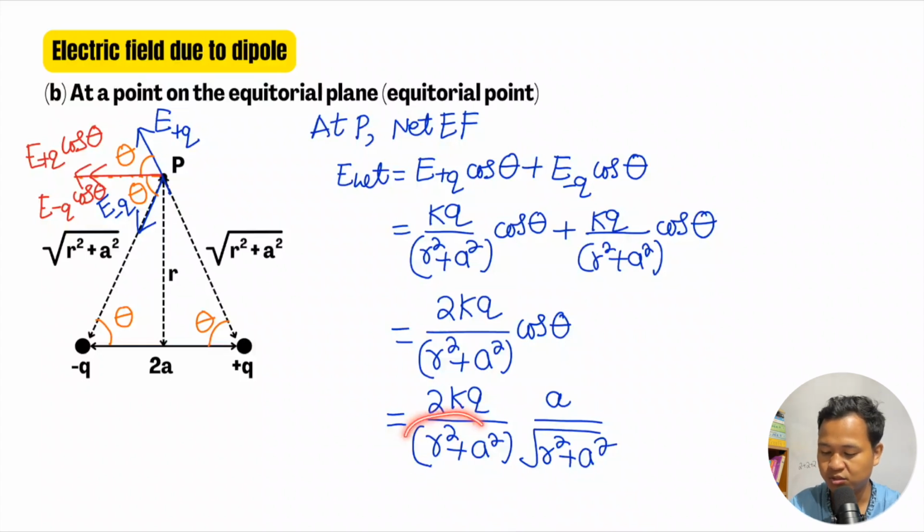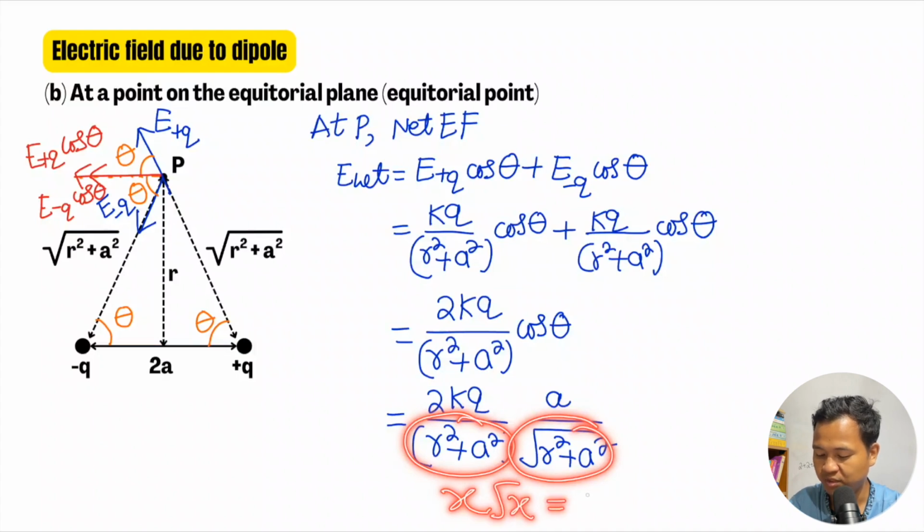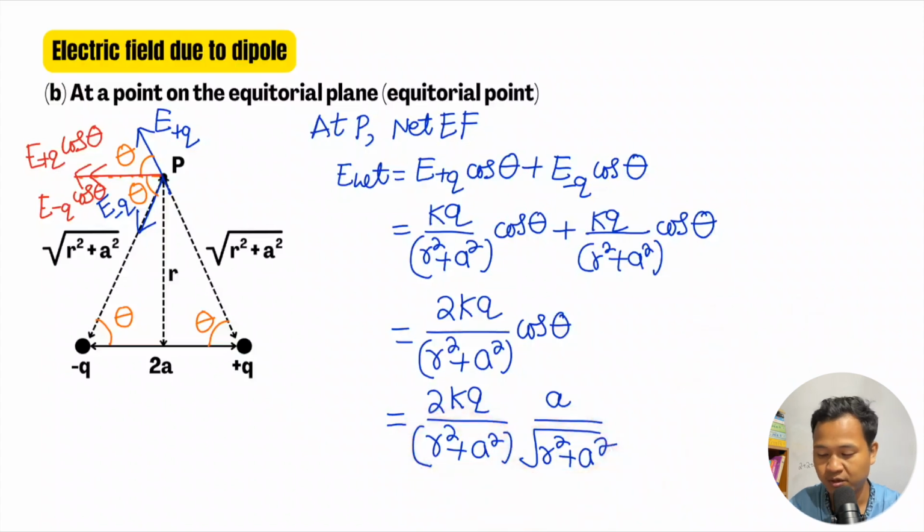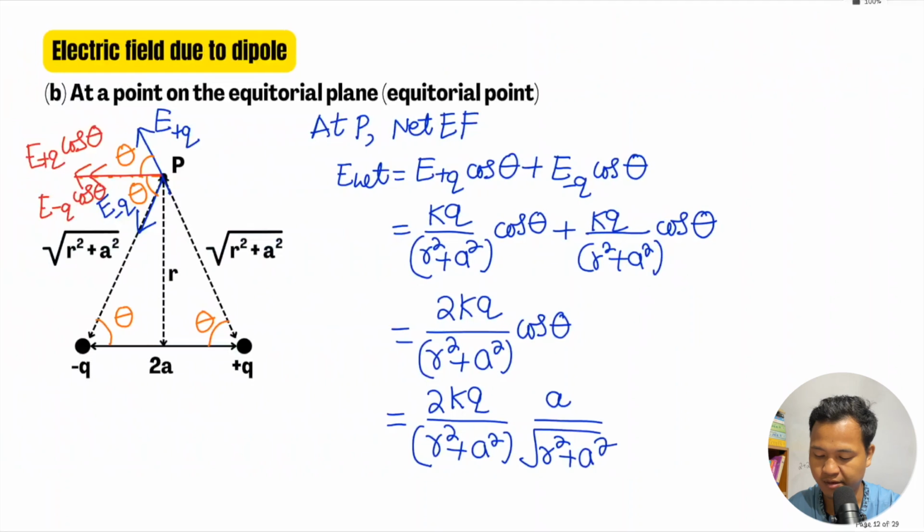Suppose this whole thing is x, then we have x into root x, that is x into x power 1 by 2, so x power 1 into x power 1 by 2. If you solve this, same base, 1 plus 1 by 2, it is x power 3 by 2. So therefore you will have E-net equals 2kq into a, divided by r square plus a square power 3 by 2.